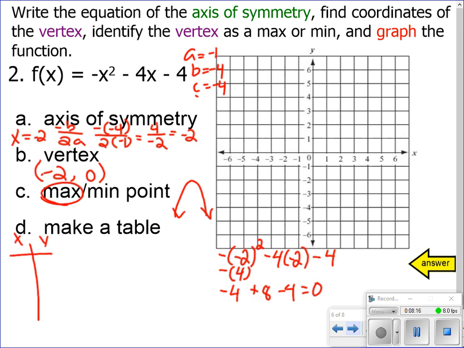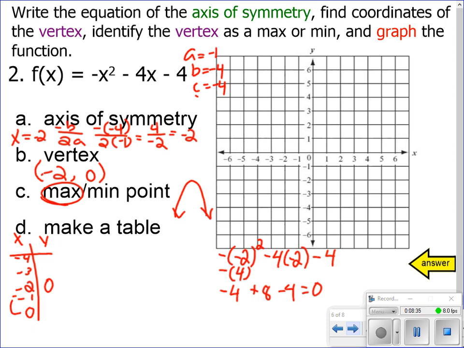My vertex goes in the middle, so negative 2, 0 goes in the middle. I've got negative 3 and negative 4 that come before, negative 1 and 0 that come after. I don't have to check all 4 of them, so I'm just going to check these last 2 because 0 is going to be an easy number to check. And again, you're putting them into the original equation.